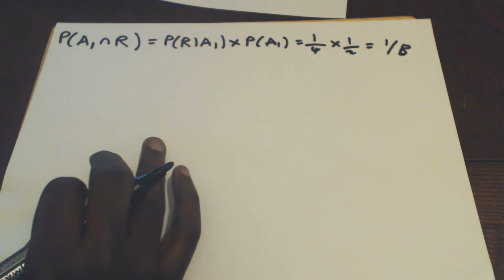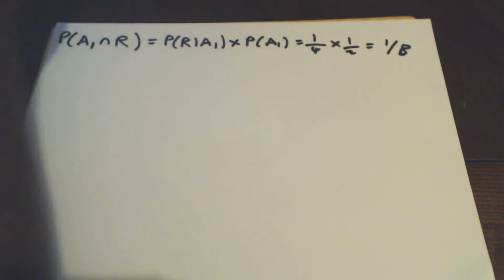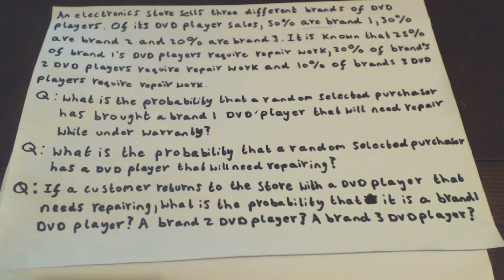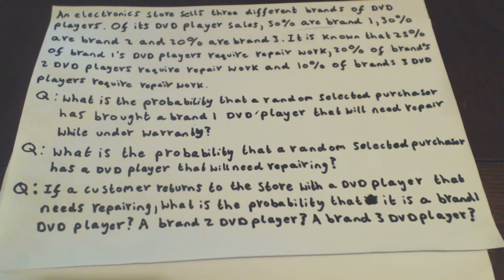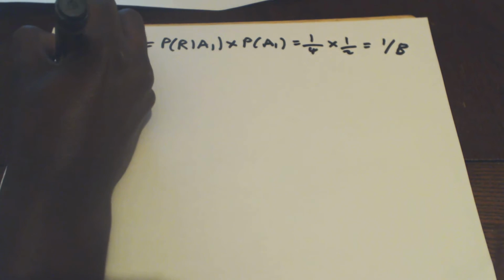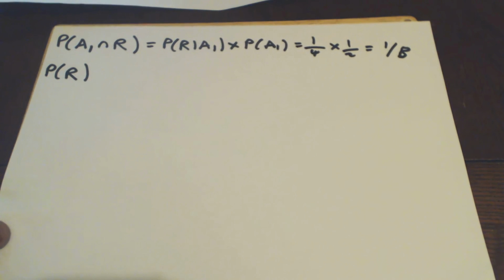So the second question was, what is the probability that a randomly selected purchaser has a DVD player that will need repairing? They haven't stated the brand, so it could be any of the brands. It could be brand 1 or brand 2 or brand 3. Obviously, it's only going to be one of them, so it's not DVD players, it's just a DVD player. They've only bought one. So we want the probability that it needs repairing. Basically, that's what we want, because there is no specified brand.